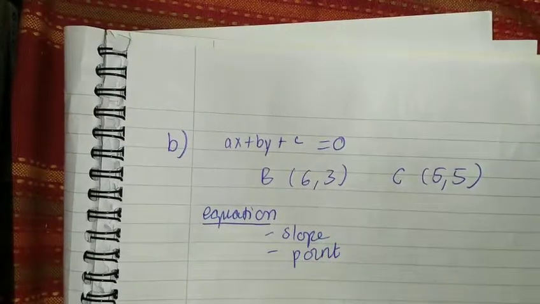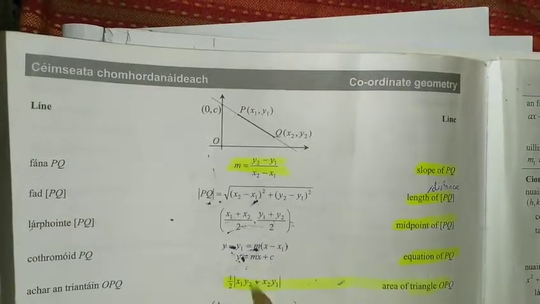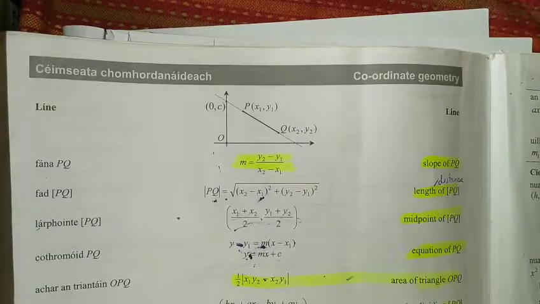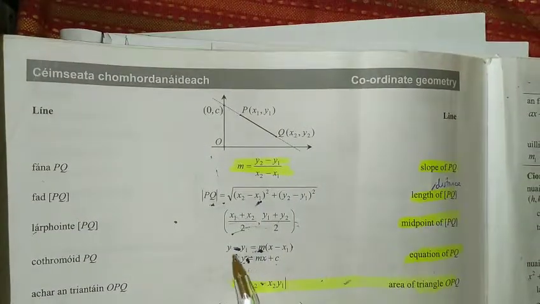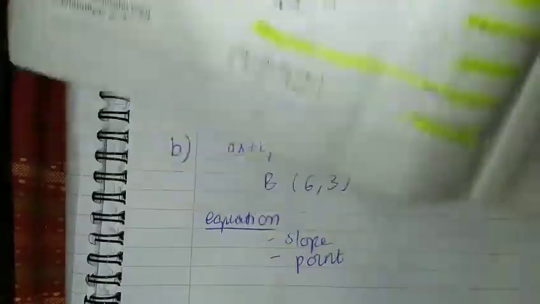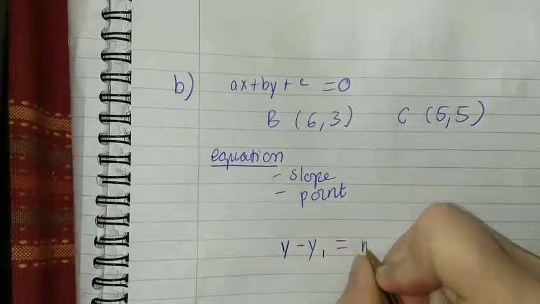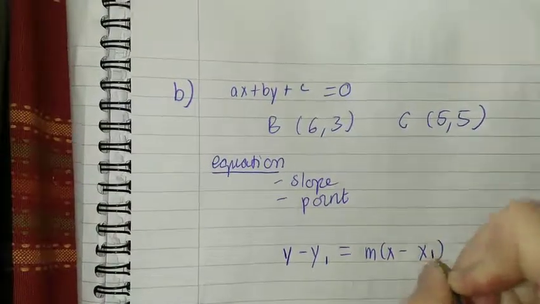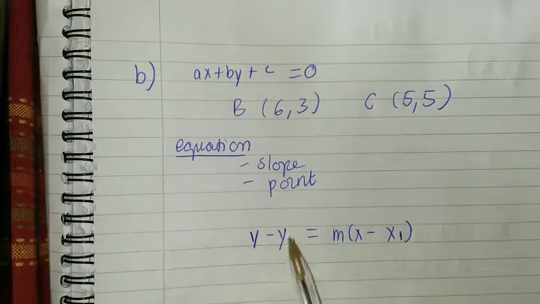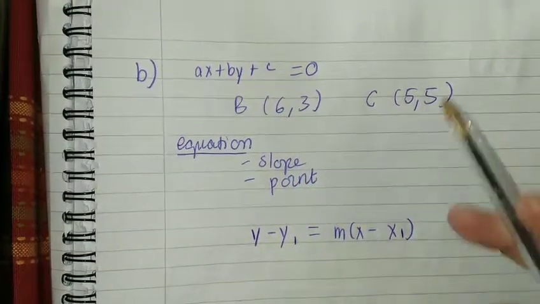So I have two options to get the equation of a line. The first one is y equals mx plus c. But if I'm to use this, I need to know the exact point where it crosses the y-axis. And in this case, I don't. So I'm not going to use that one. But I can use y minus y1 is equal to m(x minus x1). I need to know the slope and a point. So if I'm to use this, I need to know m, which is a slope, and an x1, y1, which is a point. So firstly, I'm going to have to get the slope from B to C.